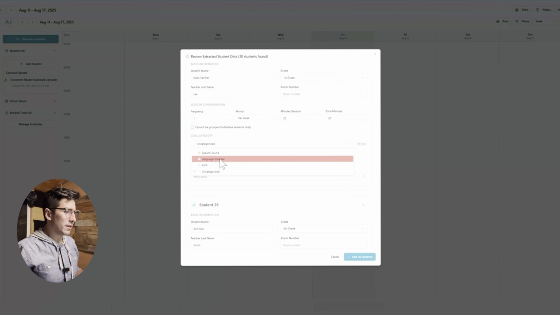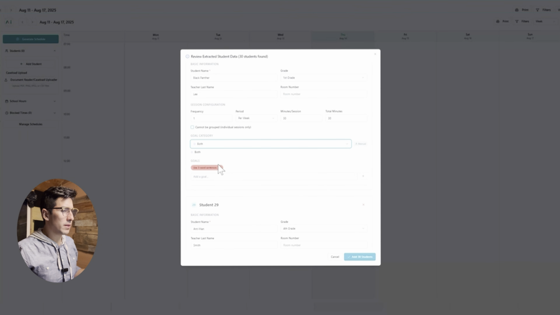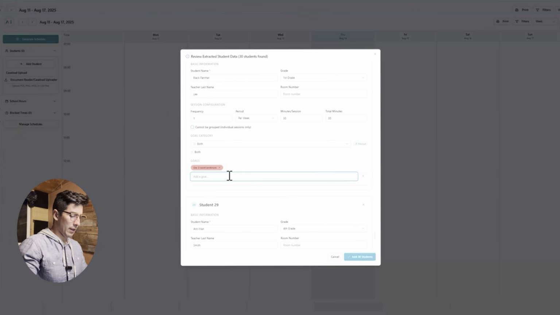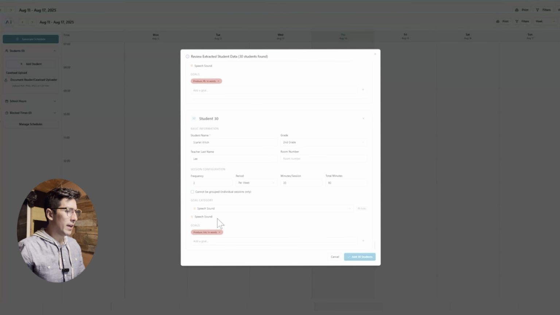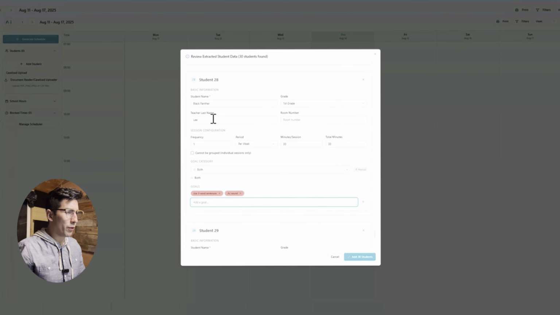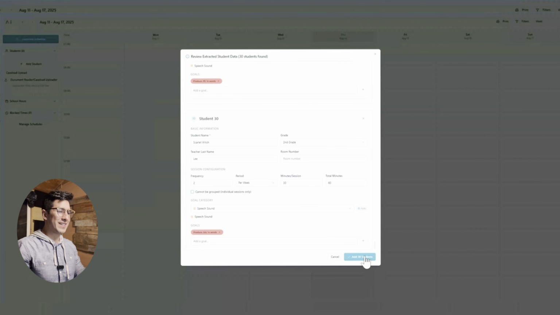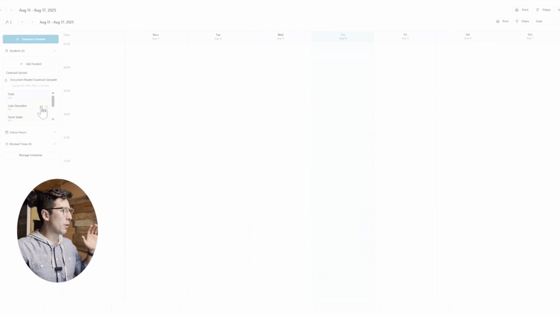Let's put, I want to put both for this one. Let's just put both, and let's add another goal for K sound. Okay. And then for this one, let's put speech sound, okay, and speech sound. So the student that has both is the Black Panther. All right, so let's add these students into our caseload.